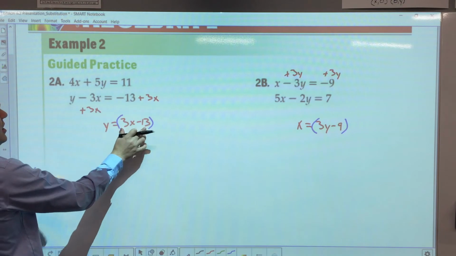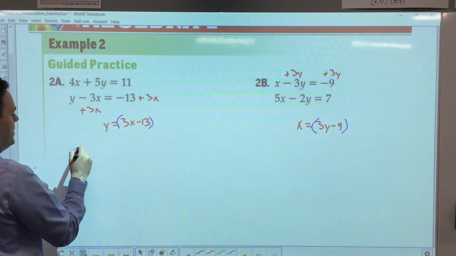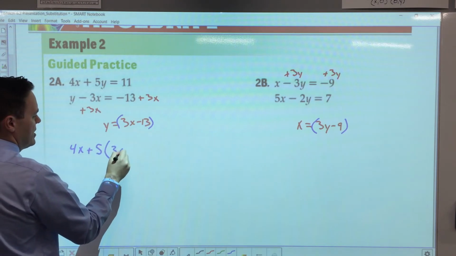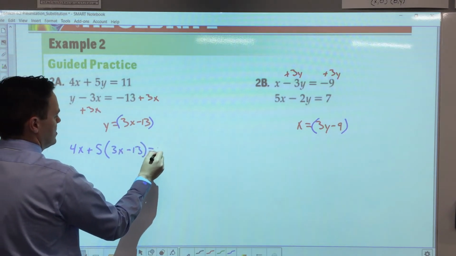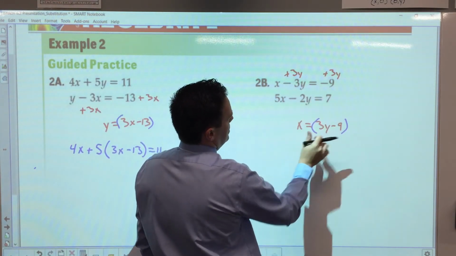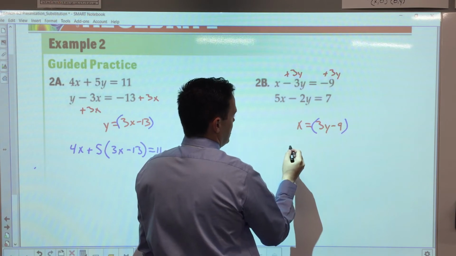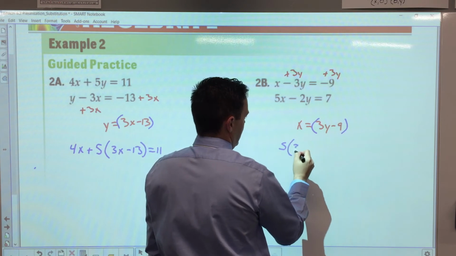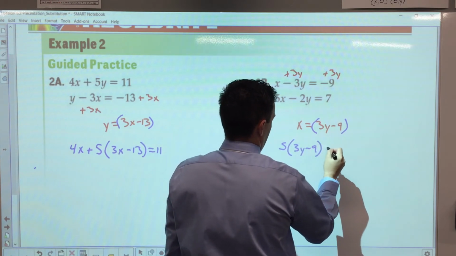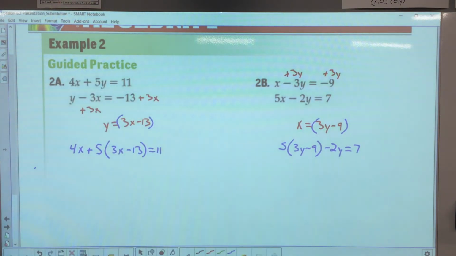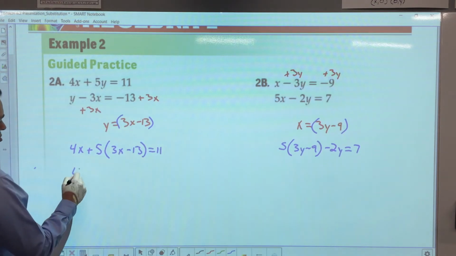So we're going to plug this y coordinate into this value up here. So it's going to be 4x plus 5(3x minus 13) equals 11. And then this value here is going to be 5 equals 7. So there's your setup. Now what I want you to do is go ahead and multiply it out. So let's do our distribution.